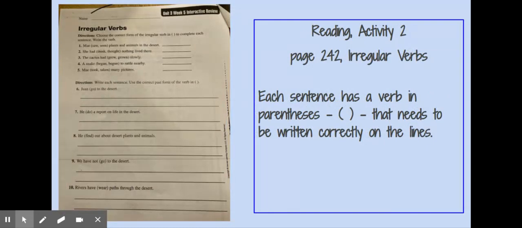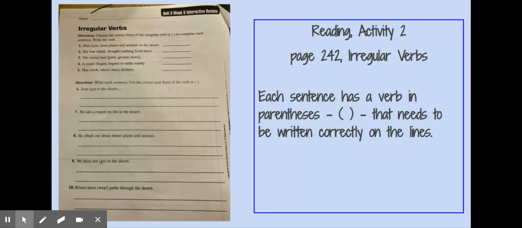Reading page 2 is labeled page 242. It says irregular verbs on the top. Verbs are the action words that we've been talking about in this packet, and these are irregular. The words look a little bit different when they fill them into the line. For questions 1 through 5, they have 2 choices in parentheses, the 2 half circles, and they have to choose the one and write on the line that makes the most sense. And for numbers 6 through 10, they have to look at the verb in parentheses and put it in the right form.